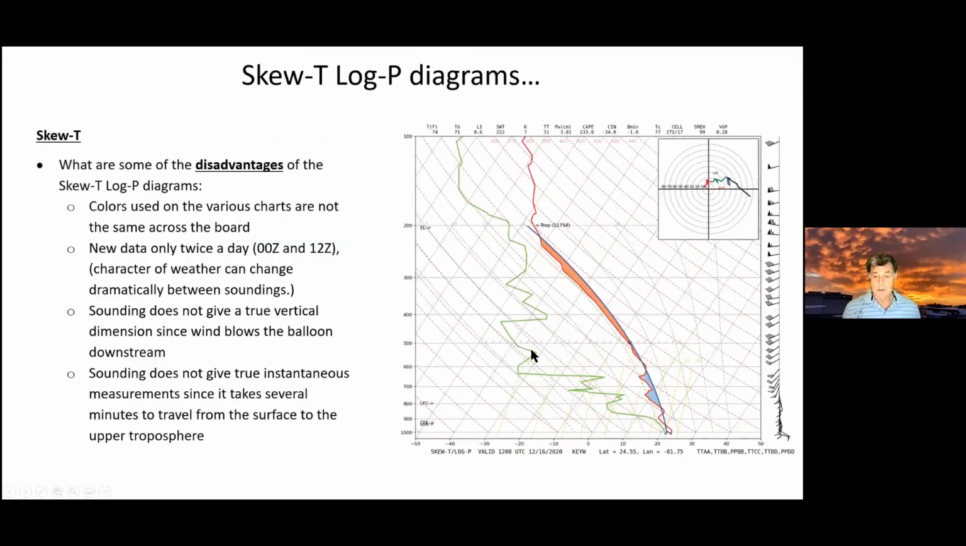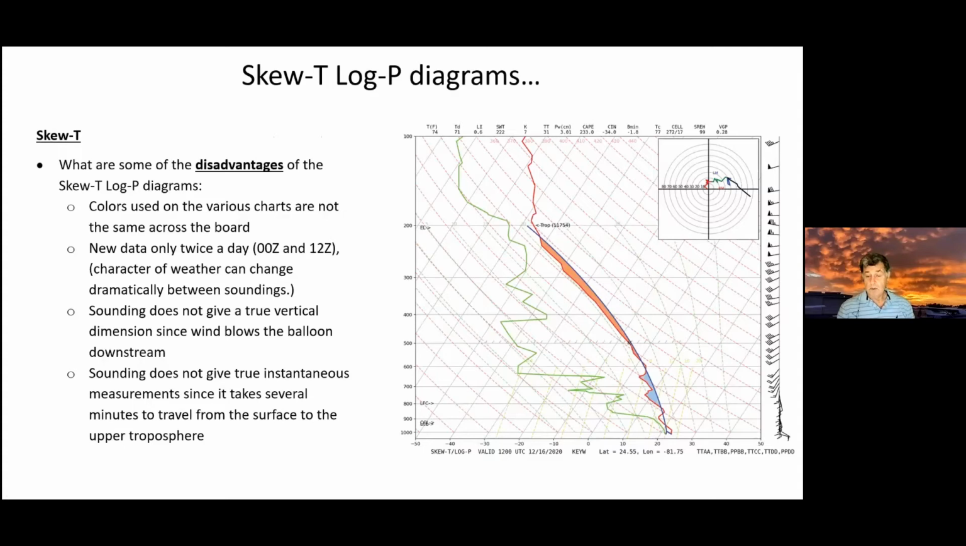Okay, so here's a picture of a Skew-T diagram. Some of you have seen it before, some of you haven't. It looks pretty busy. There's a lot of lines on it. I'm going to break them all down for you. But before I start, I'm going to tell you what some of the disadvantages of a Skew-T Log-P diagram are.